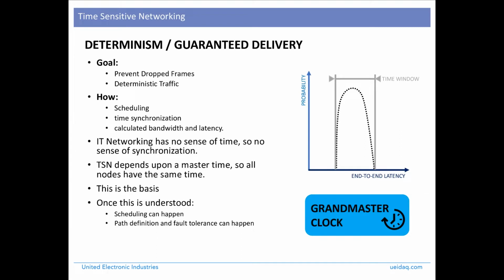How it works is through scheduling, time synchronization, and calculated bandwidth and latency. As we all know, IT networking has no sense of time, so no sense of synchronization. TSN depends upon a master time, so all nodes have the same understanding of time. This is the basis. This allows everything to be coordinated. Once this is understood, scheduling can happen, path definition and fault tolerance can happen. TSN enables very low and guaranteed packet propagation latency, time-aware scheduling and queuing, time-coordinated forwarding, and frame preemption. It offers very high reliability with zero congestion loss, resource reservation, and seamless redundancy.